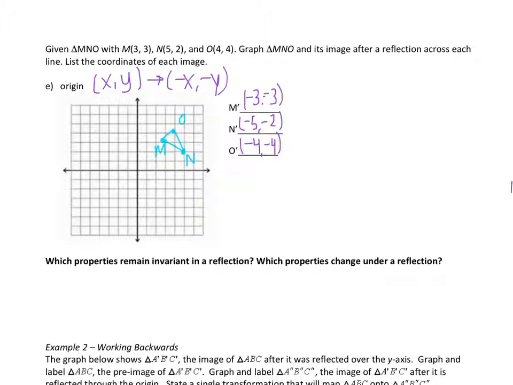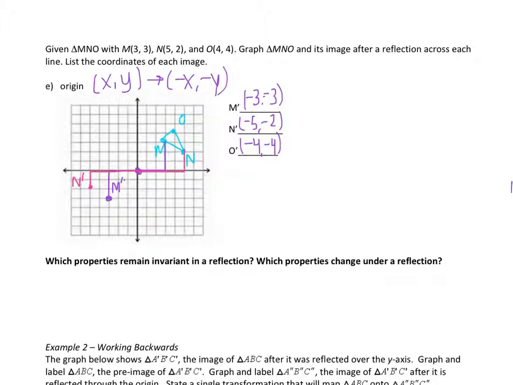So if I take M and I want to reflect through the origin, that's that point 0, 0. I need to see how far M is away from that point. So I'm going down 3 over 3. So now I'm going to do just the opposite. Over 3, down 3. And that leaves me with M prime. And you can see that it's located at negative 3, negative 3, just like we thought that it should be. So now for N, I go down 2 over 5. So now I'm going over 5, down 2. And N prime is located now at negative 5, negative 2, just like we thought.